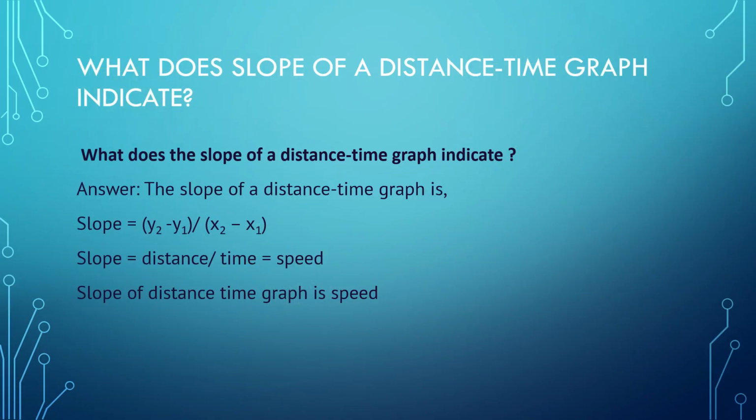Very important part. What does slope of a distance time graph indicate? So the word slope, when you come across, don't confuse yourself. The slope of a distance time graph is given by y2 minus y1 upon x2 minus x1. So we are dealing with what? Distance upon time, that is speed. So slope of distance time graph is speed. This you have to remember. Later, how to calculate the slope and all, that also will be explained.